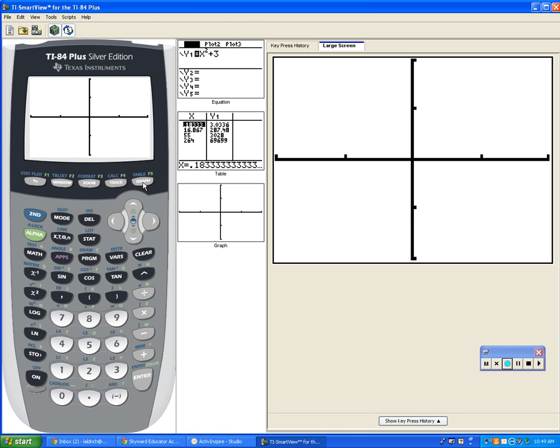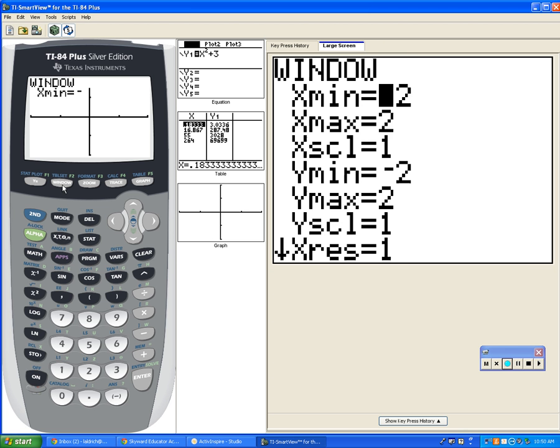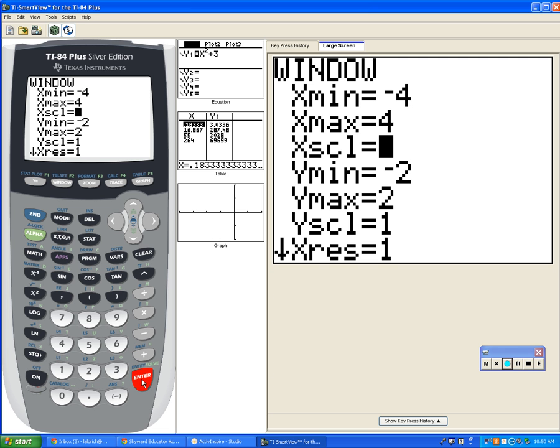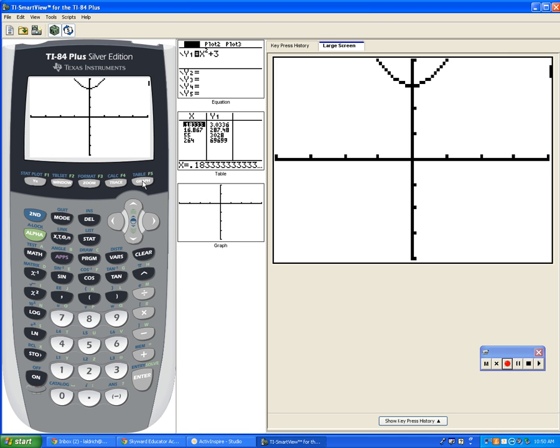Okay? Really, really helpful. All right, then it says change it to negative 4 to 4 in both ways. So -4 and 4, and then -4 and 4, and then you hit graph, and now we can see just a little bit of it, okay?